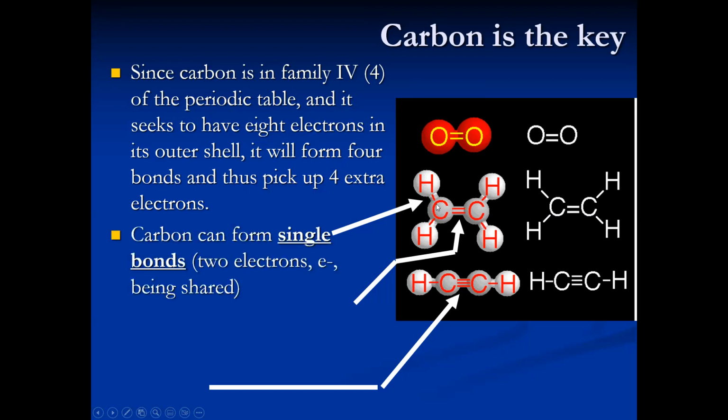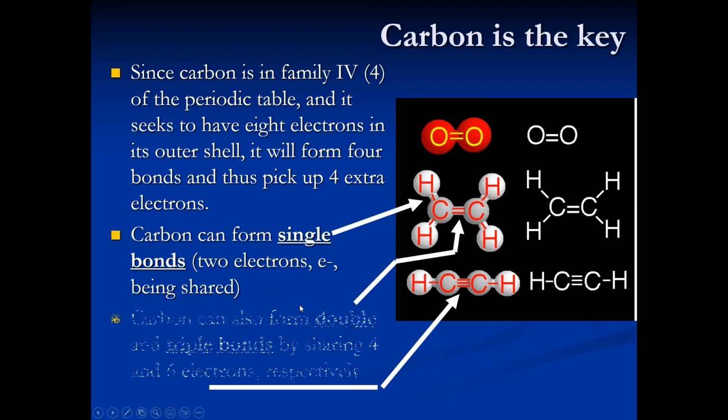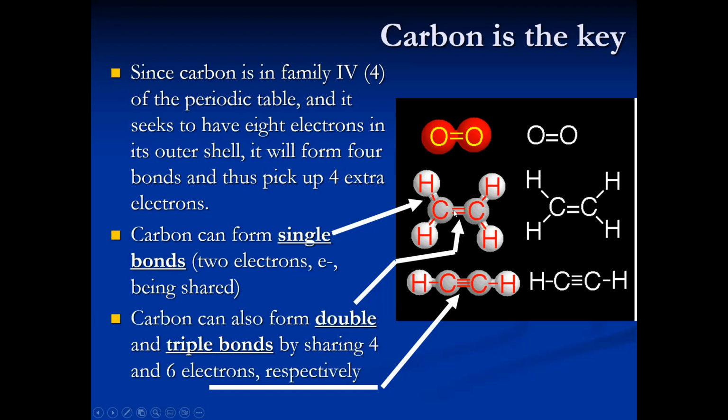Carbon can form single bonds, which are the single lines. It can also form double lines, or double bonds, excuse me, shown by the equal sign. And then triple bonds down here, which would be the underlined equal sign. That would be 6 electrons being shared, a total of 4 around each carbon.